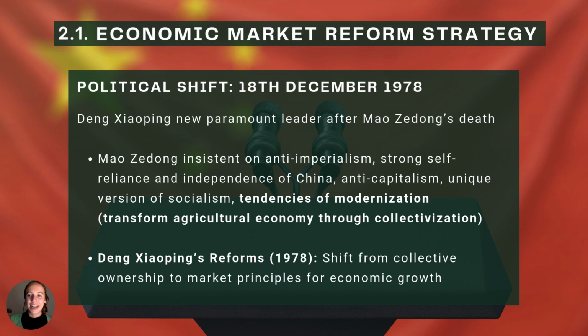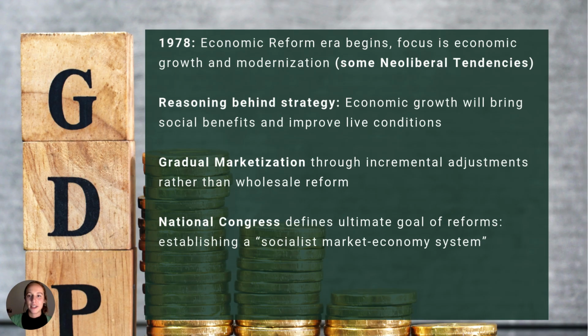It is noteworthy that there has been a political shift with the new paramount leader Deng Xiaoping after Mao Zedong. Mao Zedong focused on a strong anti-imperialist, anti-capitalist, and strong self-reliance development agenda of China with some modernization theory elements. With Deng Xiaoping, however, the era of reforms began, where a shift from collective ownership to market principles for economic growth occurred. China's economic market reform began in 1978. The focus was economic growth, and the reasoning of Deng Xiaoping was to reach an improvement of livelihood through economic growth. That was his understanding of development in that era.